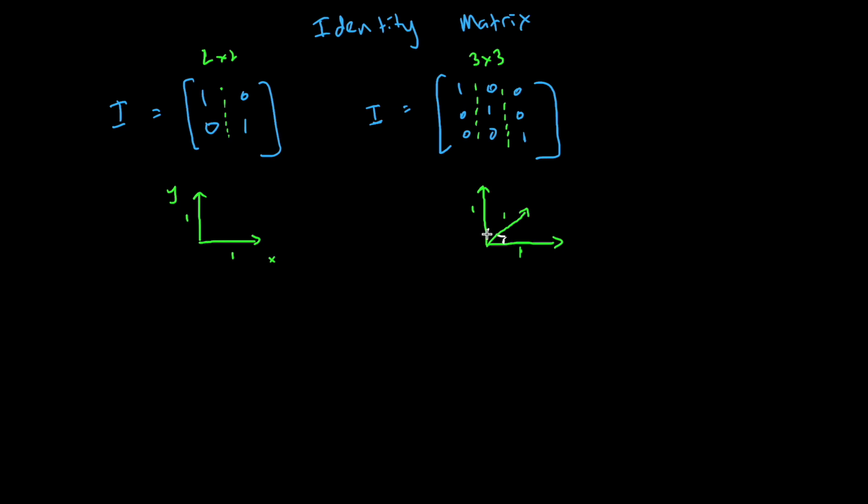This is a right angle. This is a right angle. And then I'll just label these axes as well. So this is what a 3 by 3 identity matrix looks like.